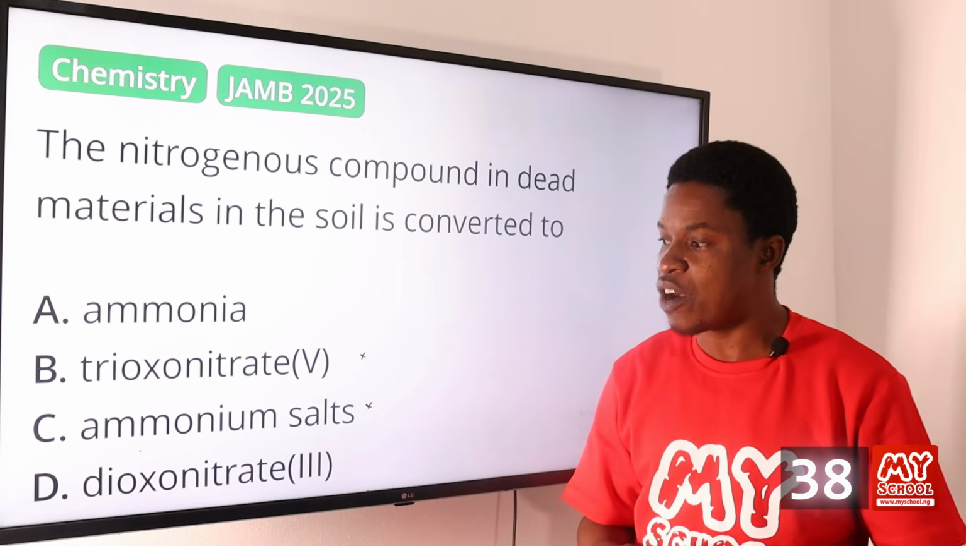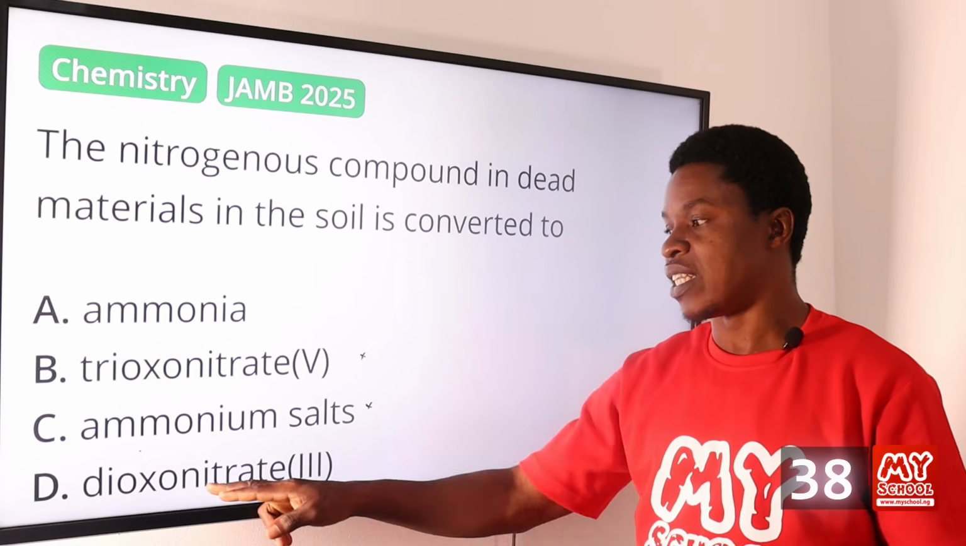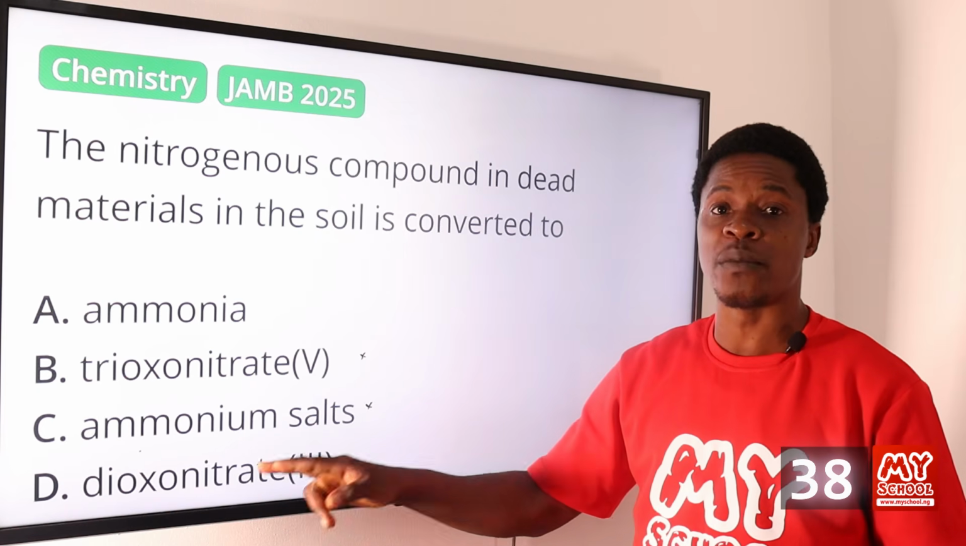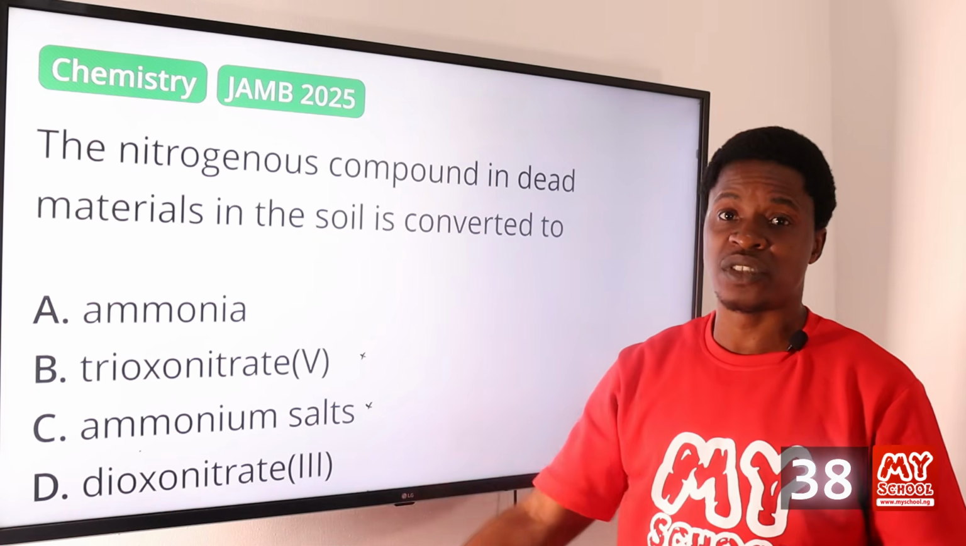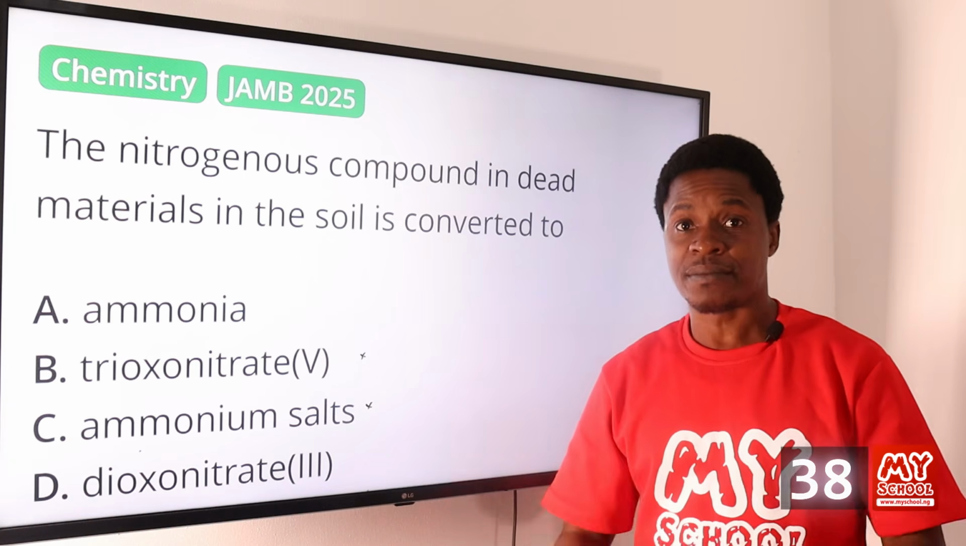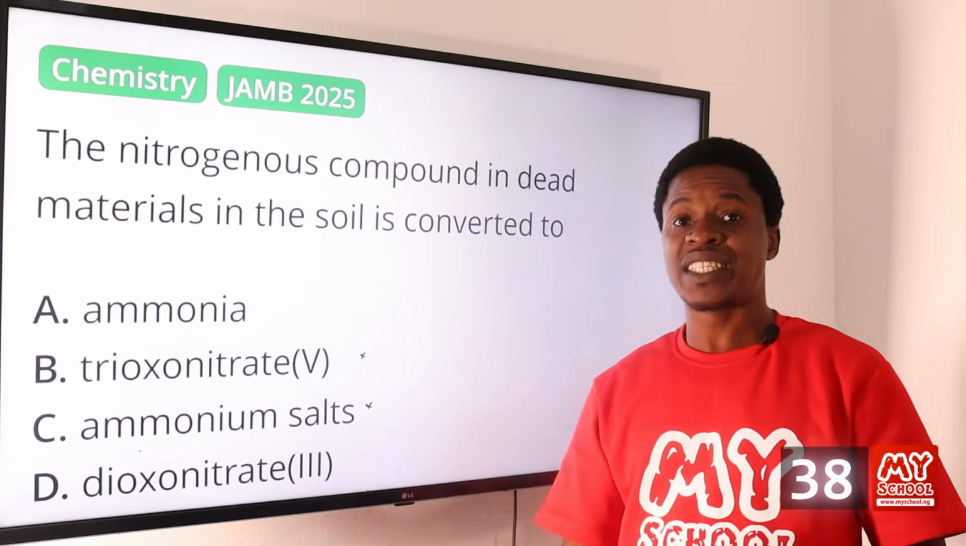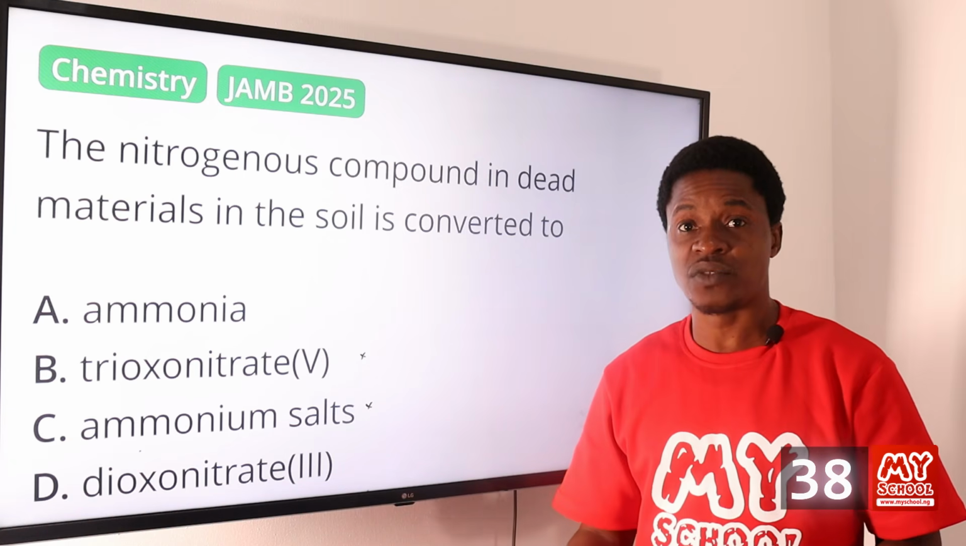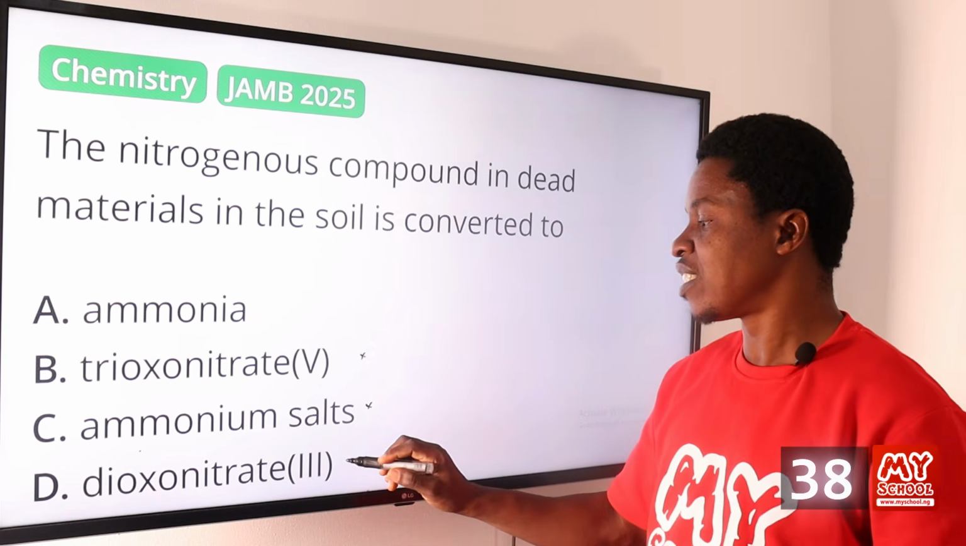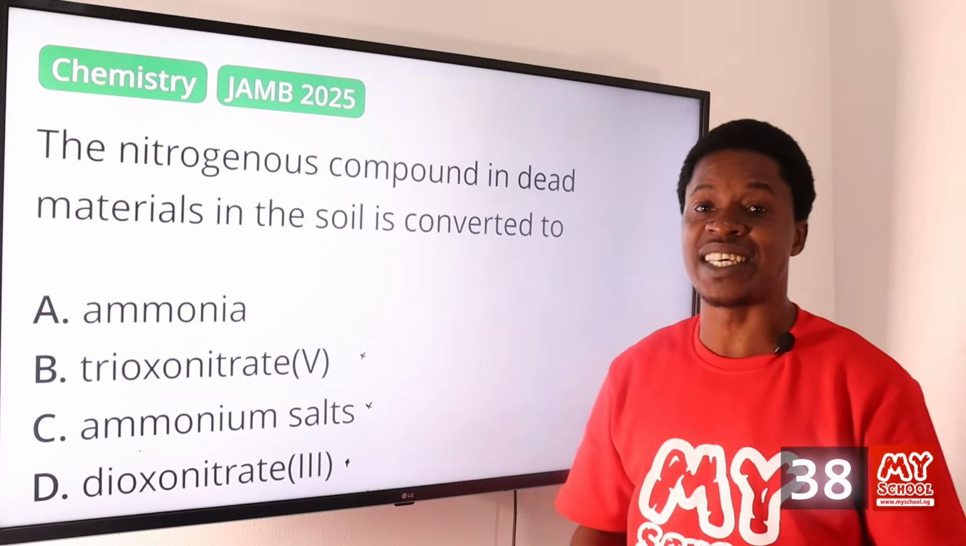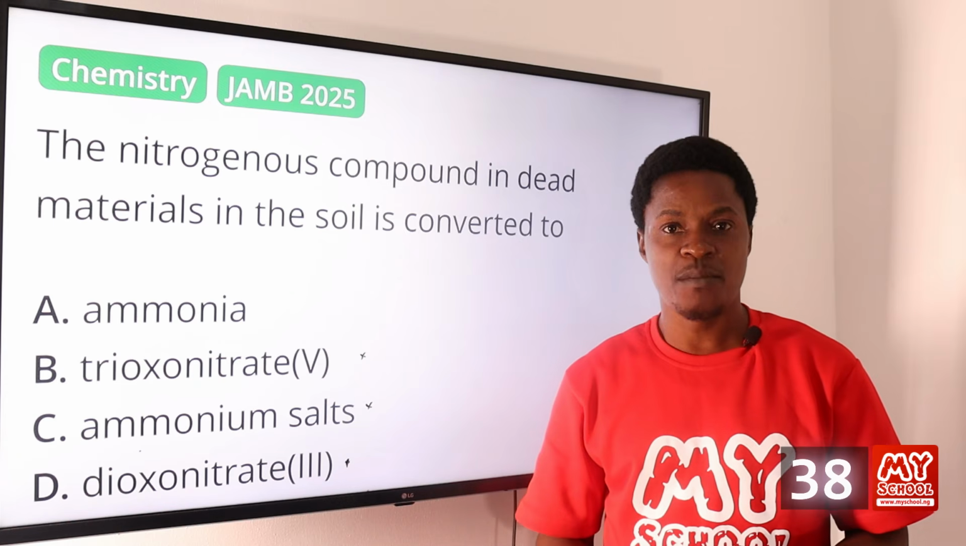Option D says nitrate (III). This is a nitrate also, so this one is also formed in the nitrification process, where the ammonia is converted into nitrate. That makes this also not correct. So the correct answer is option A, ammonia.